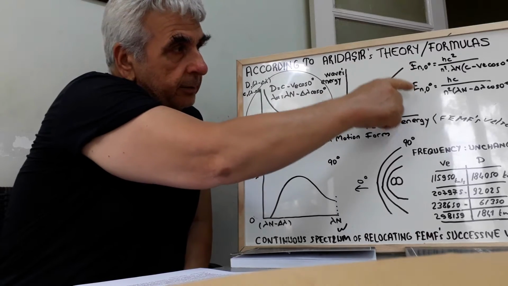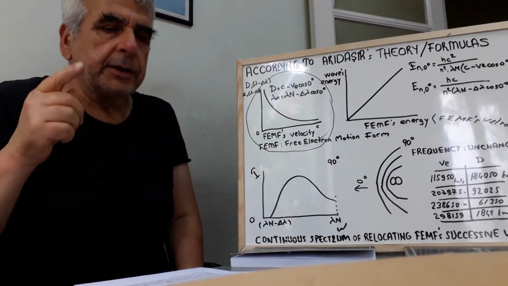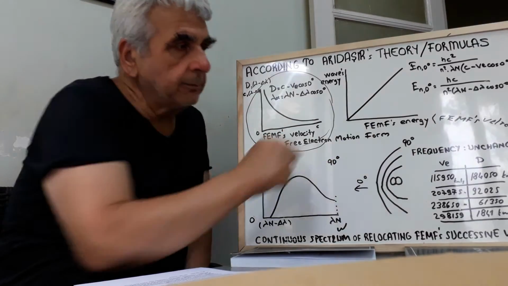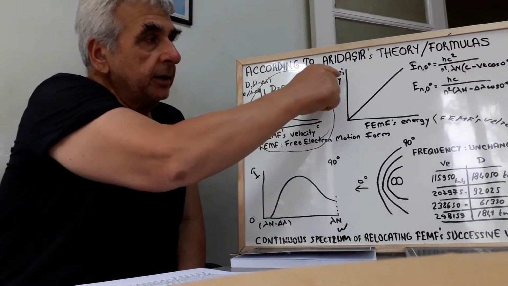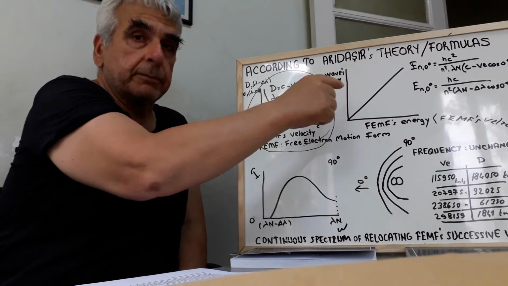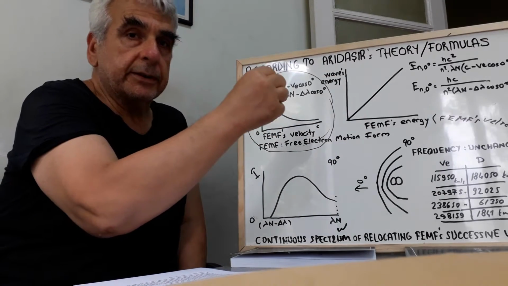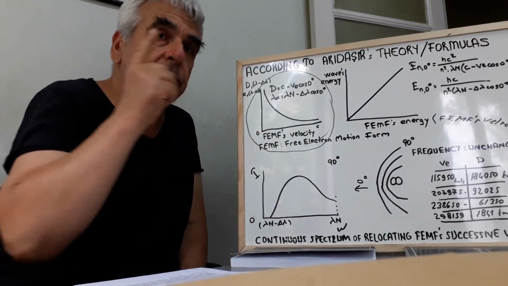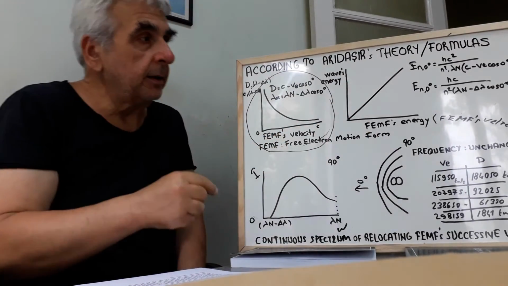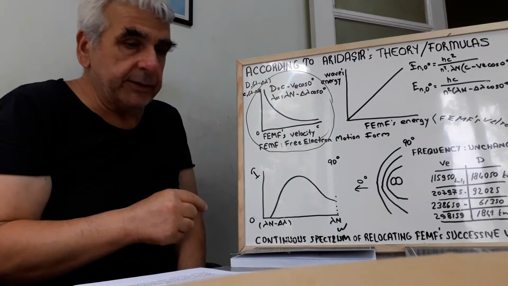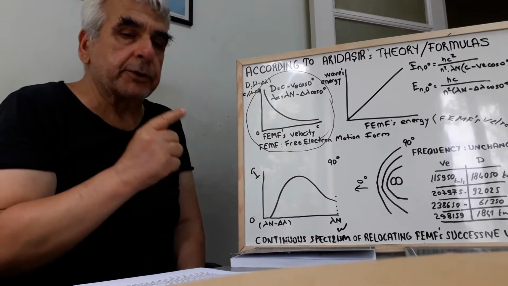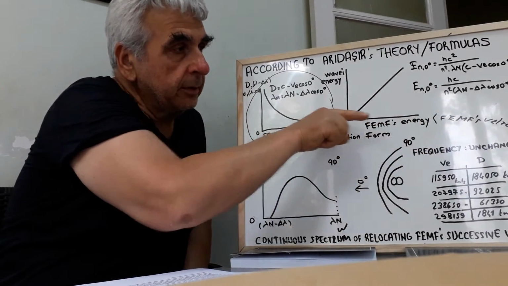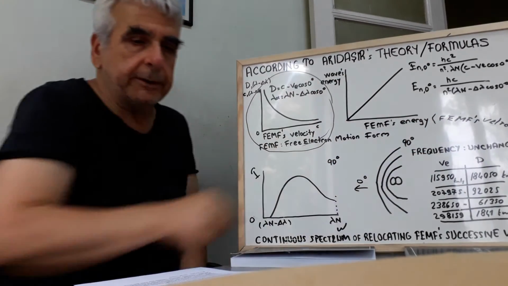Touching energy, point energy, is directly proportional to the electron motion form's velocity. Successive waves from the relocating free electron motion form, the successive waves' touching energy in the direction of 0 degree, is directly proportional to the electron motion form's energy or the free electron motion form's velocity.